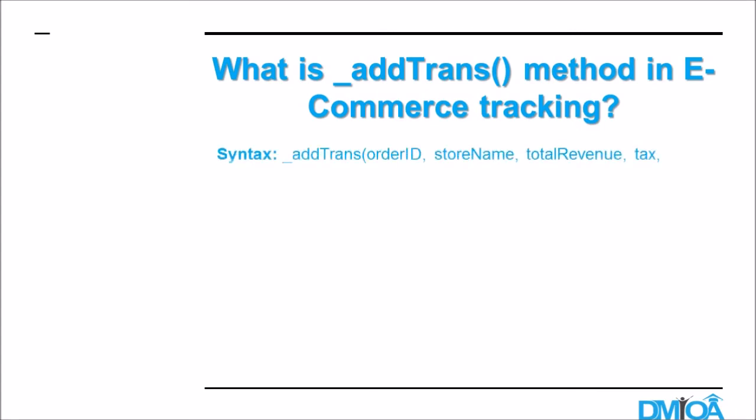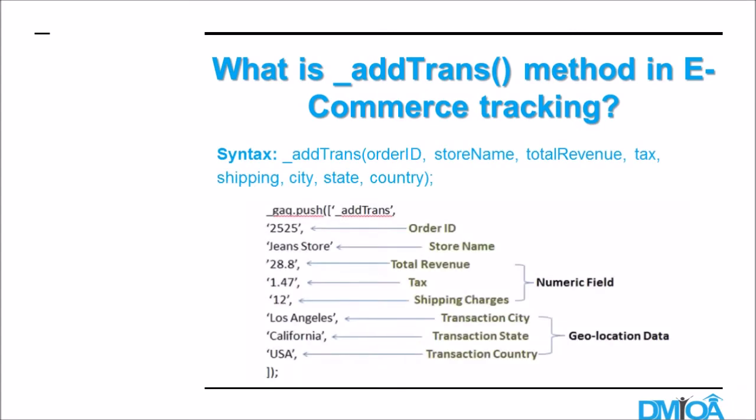The syntax of add transaction is order ID, store name, total revenue, tax, shipping charges, transaction city, transaction state, and transaction country. This is an example of an add transaction method in which 2525 is the order ID, jeans story is the store name, 28.8 is the total revenue, 1.47 is the tax, 12 is the shipping charges, Los Angeles is the transaction city, California is the transaction state, USA is the transaction country. Here total revenue, tax, and shipping charges are the numeric fields, and transaction city, state, and transaction country are geolocation data.